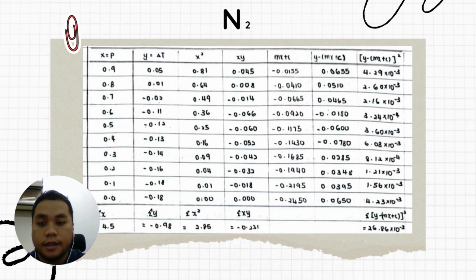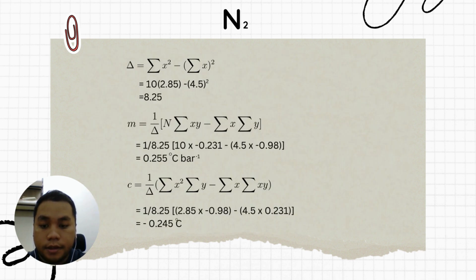And next is the least square method for the graph of temperature difference versus pressure for nitrogen. So this is the calculated value for the least square method. And then this is the formula to find the gradient for the graph for nitrogen. So we got the gradient is 0.255 degrees Celsius per bar, and the y-intercept is negative 0.245 degrees Celsius.